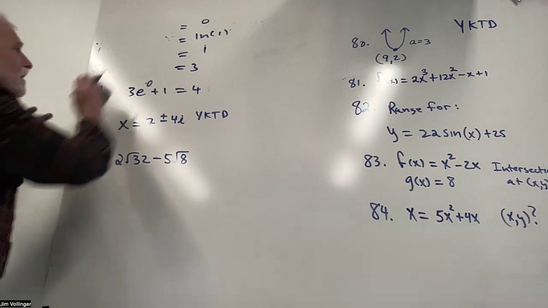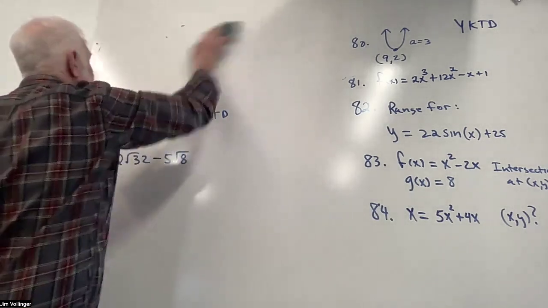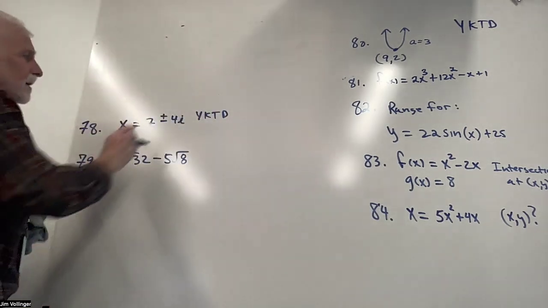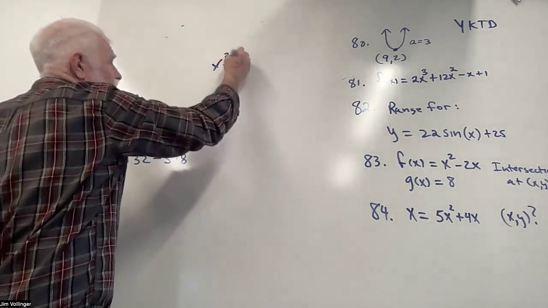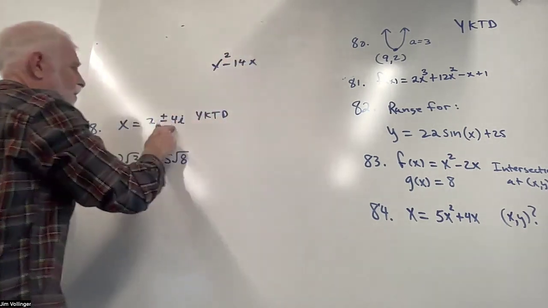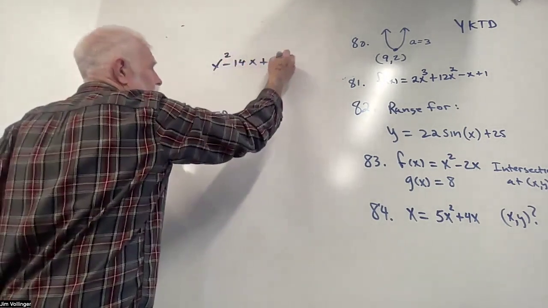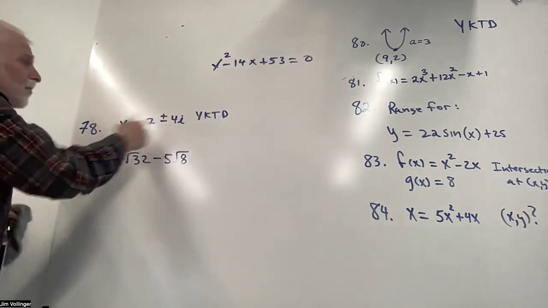That's our answer. Okay, starting to get to that cognitive decline moment. 7 plus or minus 4i. Some of you might already know that's x squared minus 14x plus 49 and 4 are 53, right? Equals 0. You know the drill. We've been doing this.